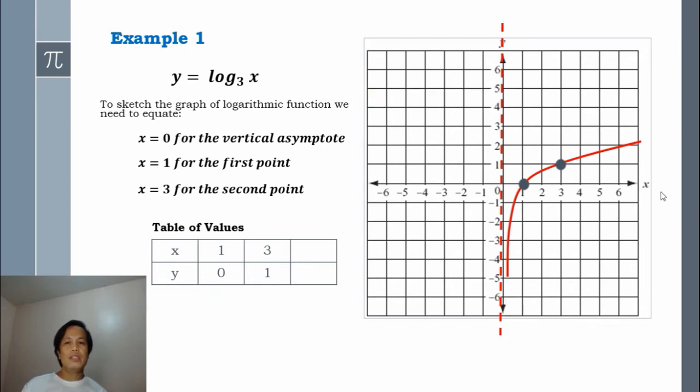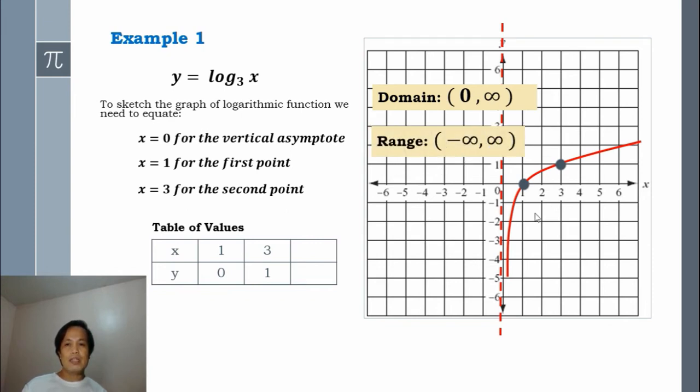If we are going to identify the domain of this function, of course, from this line x equals 0 towards the right to positive infinity, excluding 0, the domain shall be 0 to positive infinity. And of course, our range is from negative infinity to positive infinity. I just want to remind that every logarithmic function has the same range from negative infinity up to positive infinity. Only the domain shall change.